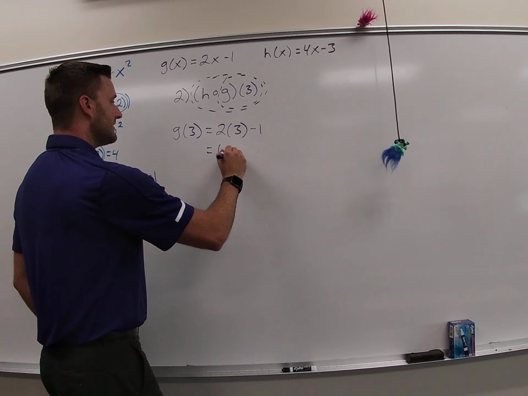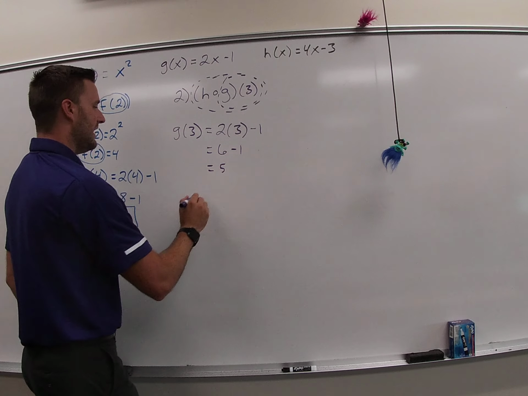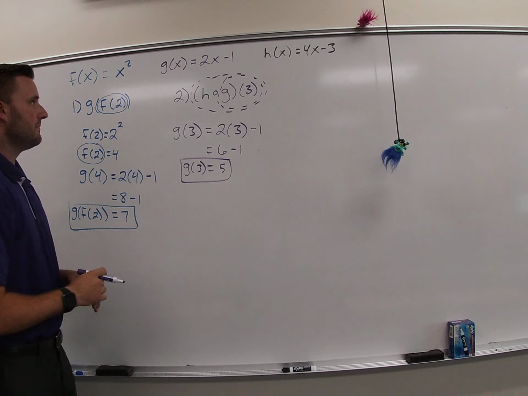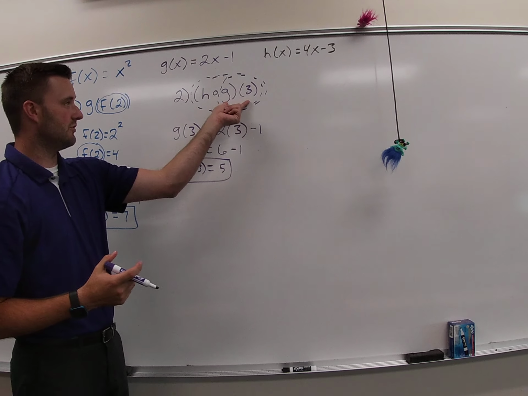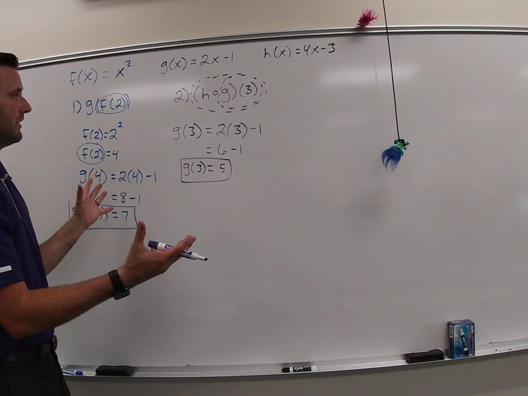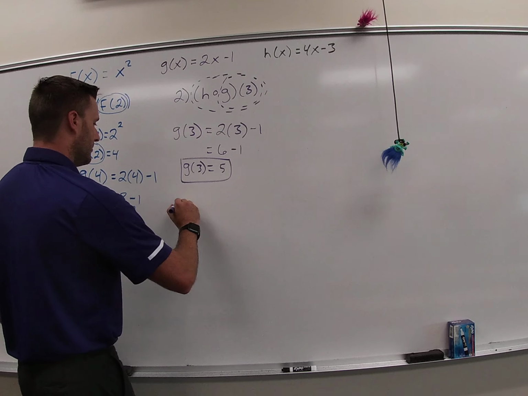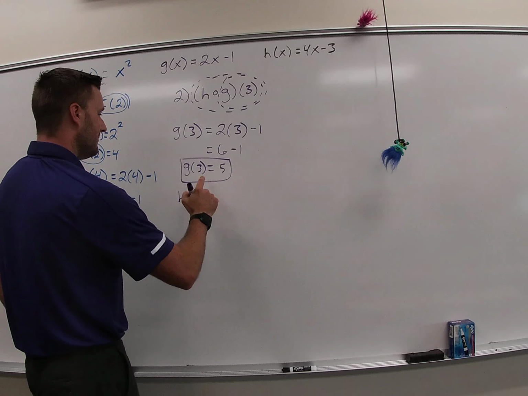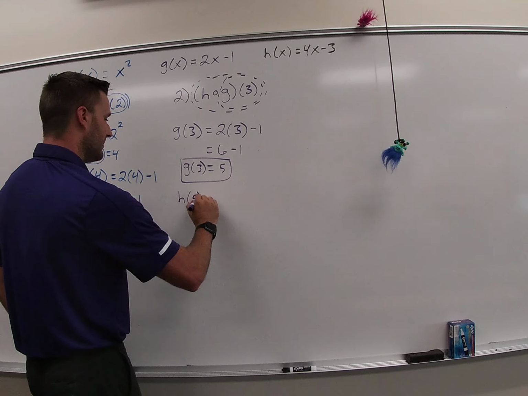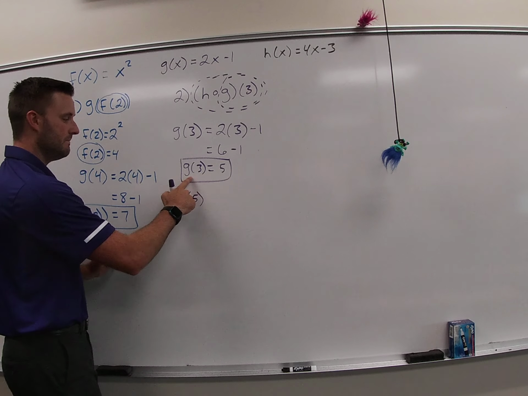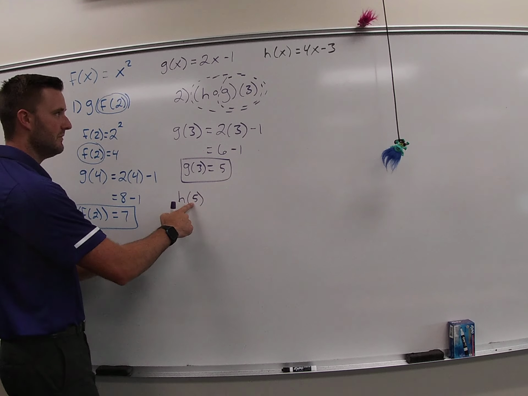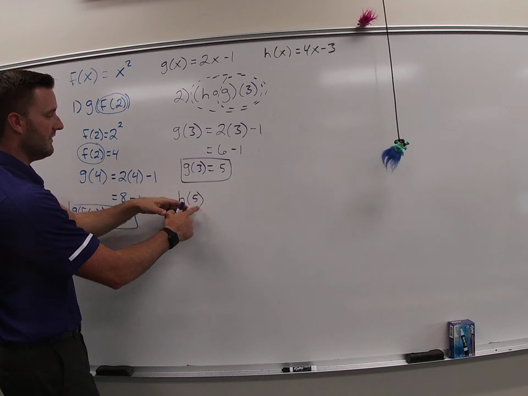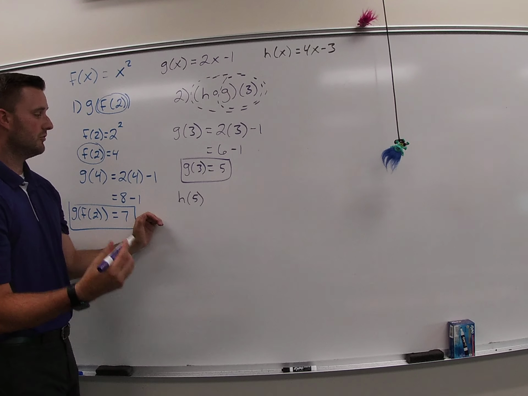2 times 3 is 6, minus 1 is going to be 5. Therefore, we found that g of 3 is equal to 5. Now, that is our inner function, and we need our outer function, h of x. Instead of h of g of 3, I'm going to say h of 5, replacing this g of 3 with a 5, because g of 3 is equal to 5.